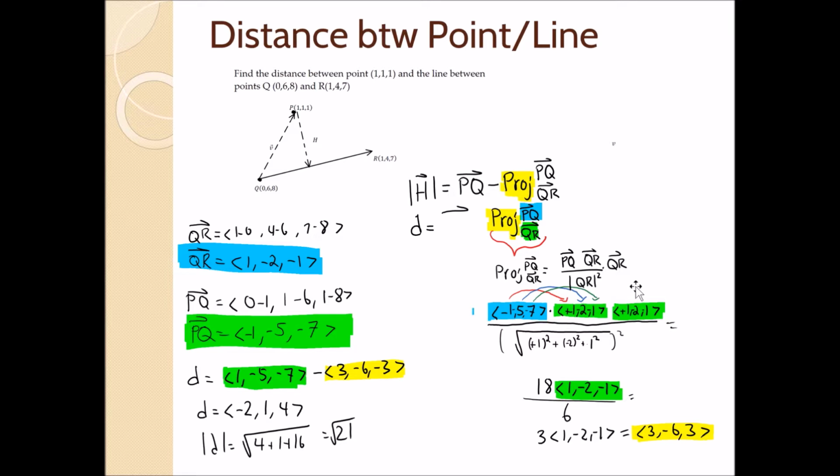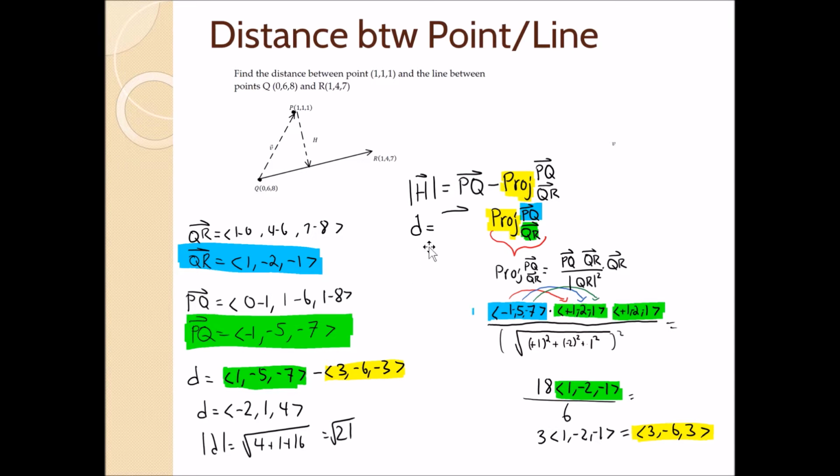So we have the projection of PQ onto QR equaling PQ dot QR times QR over QR magnitude squared. So plugging in our vectors, we have negative 1, negative 5, negative 7, dot 1, negative 2, negative 1, times 1, negative 2, negative 1, over the magnitude of QR squared. So from here we have 18 times this vector over 6, we can simplify this to equal 3, and we multiply it out, and we have 3, negative 6, 3 as our projection of PQ onto QR.